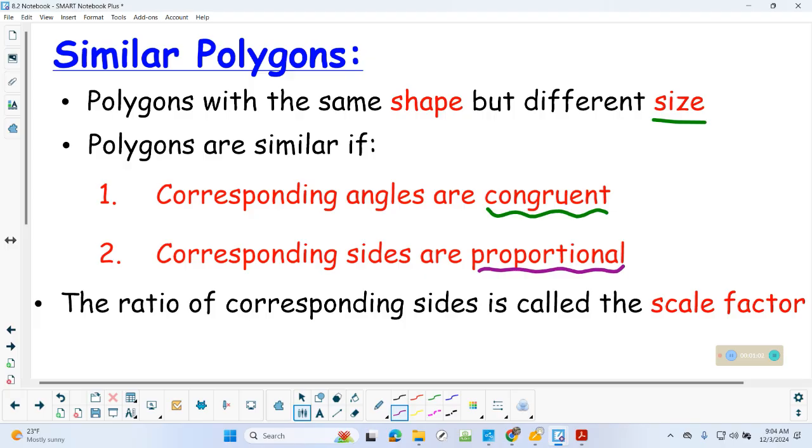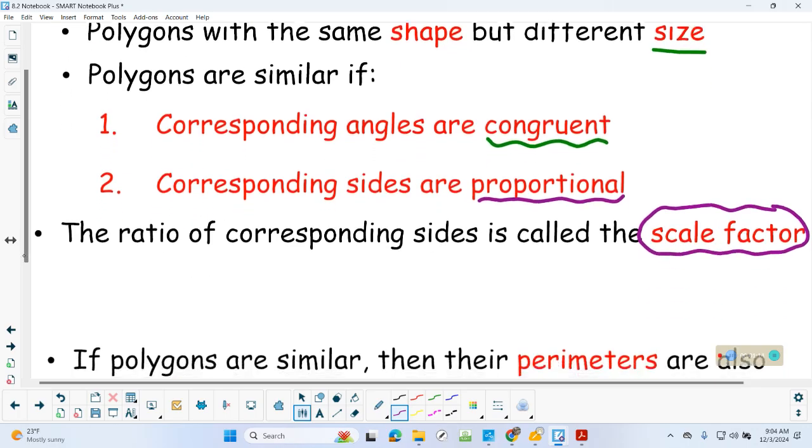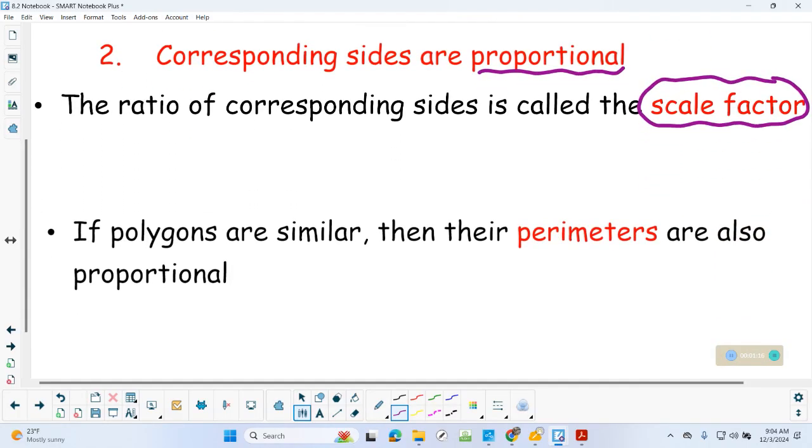Now, the ratio, remember, ratio, fancy name for fraction. The ratio of the corresponding sides gets a very lovely name. You don't have to write this, I would maybe just highlight it. We call it the scale factor. And of course, I need a bigger screen. If polygons are similar, their perimeters are also proportional. And we've reviewed perimeter in here where you have to add up all the sides, of course.